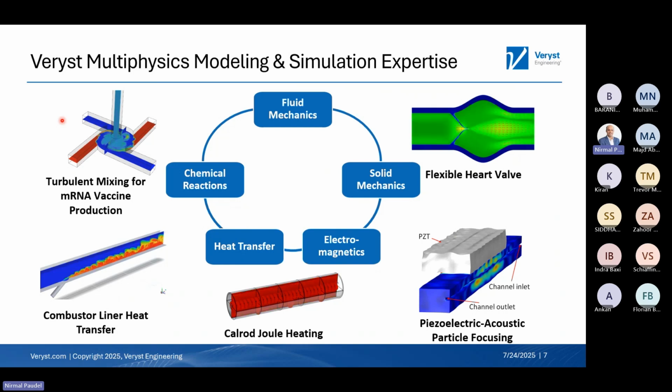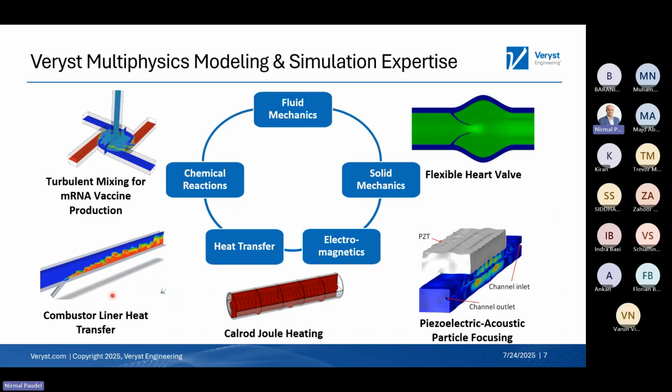The one on the bottom left is a combustor liner heat transfer, where we modeled heat transfer in a high temperature gas turbine combustor liner. The analysis combined conjugate heat transfer involving hot gas flow and conduction through the liner with thermal stress analysis to evaluate durability and cooling performance.